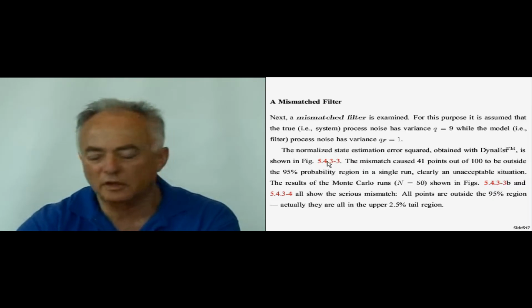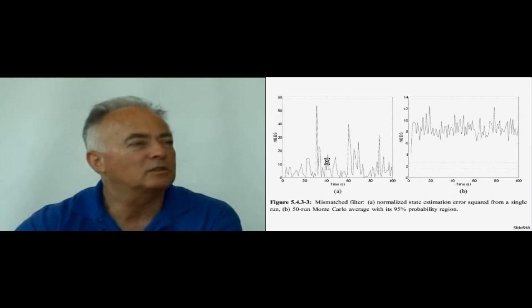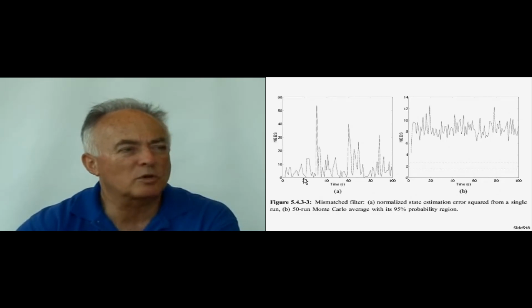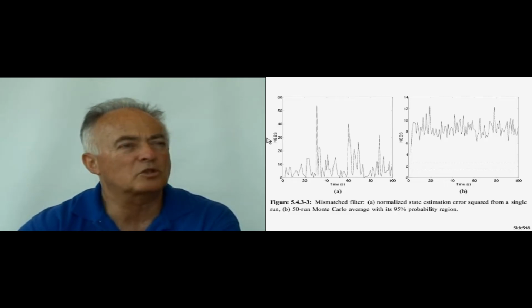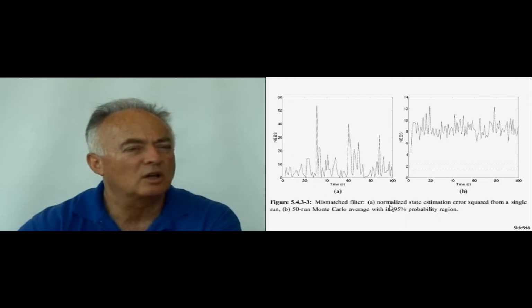And if we look at the figure, here, the acceptance region for the normalized estimation error squared is between 0 and 6 or 7, doesn't matter. The majority of the points are outside. So the normalized estimation error squared tells us from a single run already there is something wrong.